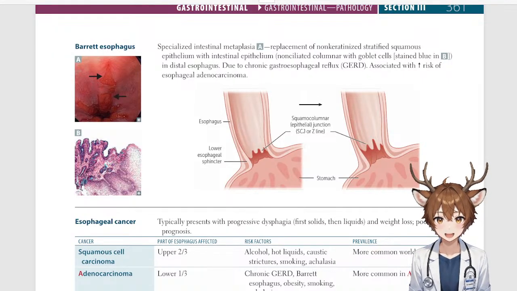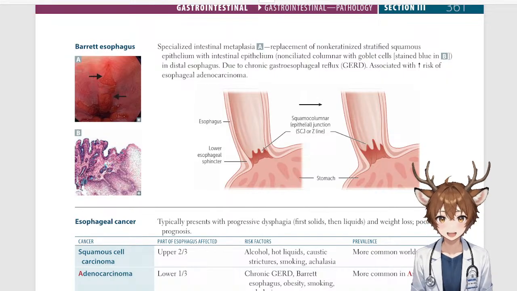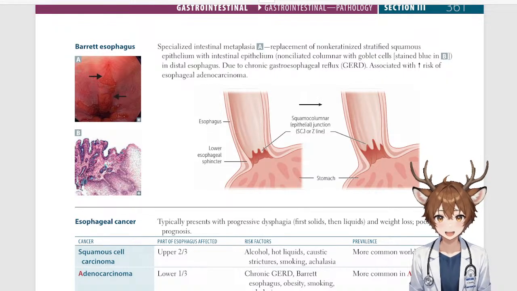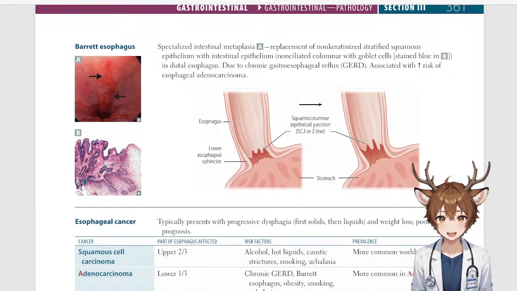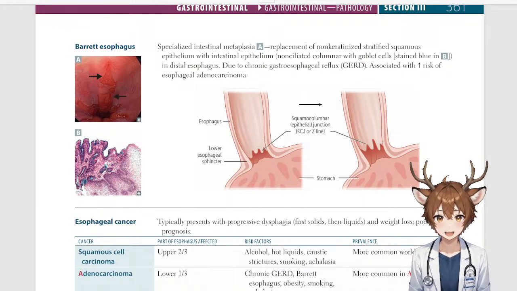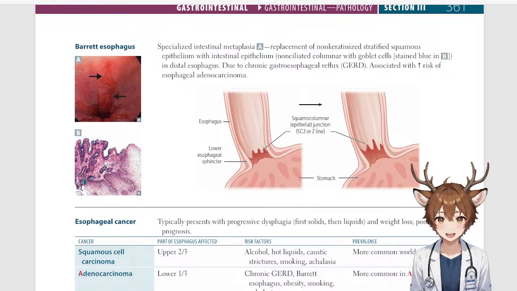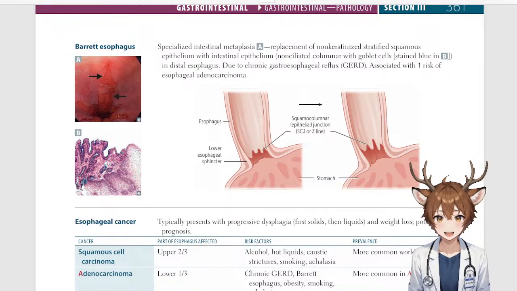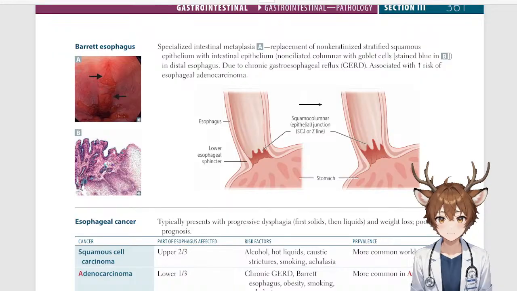So basically, because of the stomach acid going into the lower part of the esophagus, the distal esophagus, there's going to be this metaplastic change to look more like an intestinal epithelium. Now, it doesn't necessarily look like stomach epithelium. It looks like intestinal epithelium. Okay? It is a non-ciliated columnar with goblet cells. Before, it was a squamous cell type.